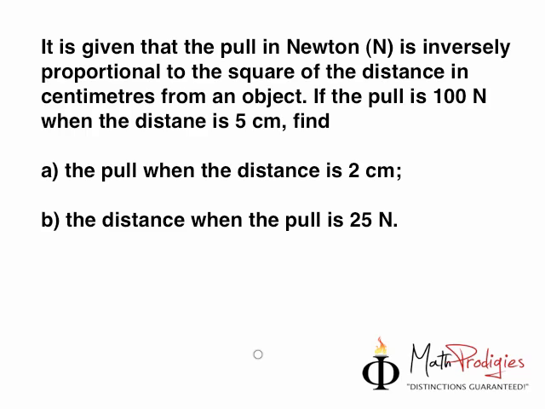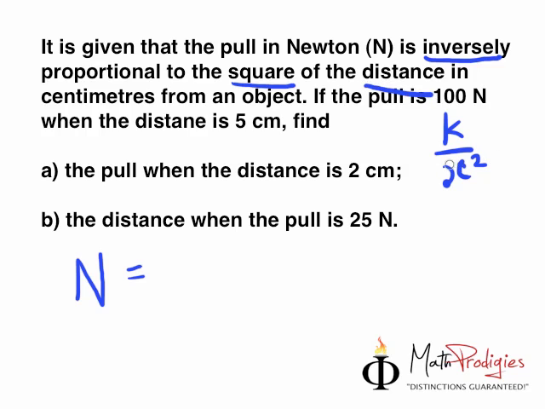So the most important part about this question is to find the equation. That's basically the main part. After that, you can start plugging in numbers. All right. So it says that it's given that the pull in Newtons. So all you do is write N, the pull, equals, and you say inversely. Whenever it's inversely, you understand that it always looks a bit like this: k over x. Proportional to the square, so when you see square, you put x squared, of the distance. So in this case, it's not an x, it's a d. So N equals k over d squared.